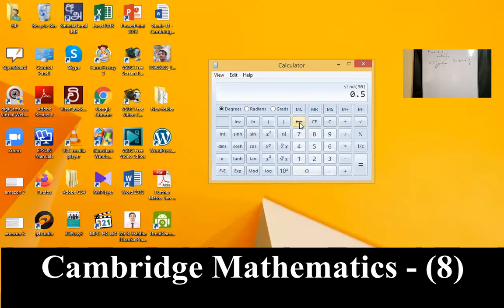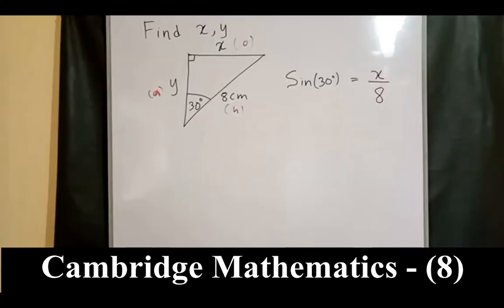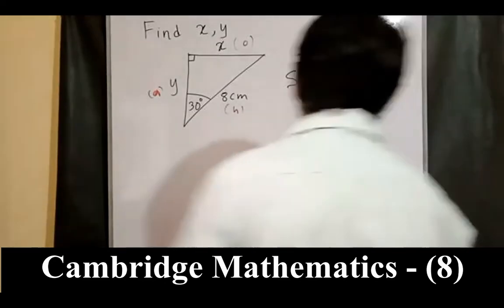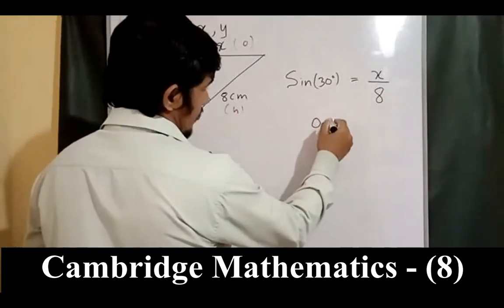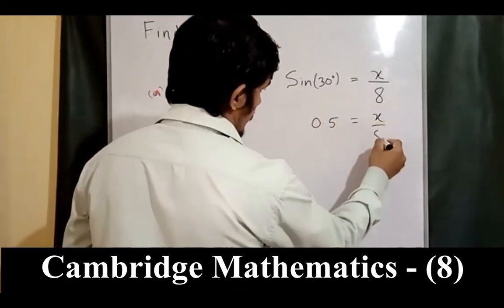Is it clear? If I do it again, press the angle first because this is the computer calculator, 30. Then what I want to find, sine, then sine 30. If you want to find cos 30, just type 30 then cos like that. Okay, I believe it is okay, right? Then sine 30, you have found 0.5. So I substitute 0.5 here equals to x over 8.